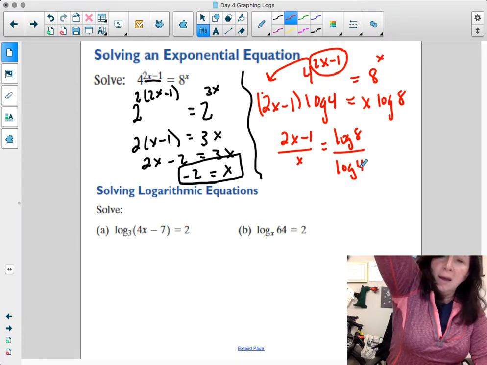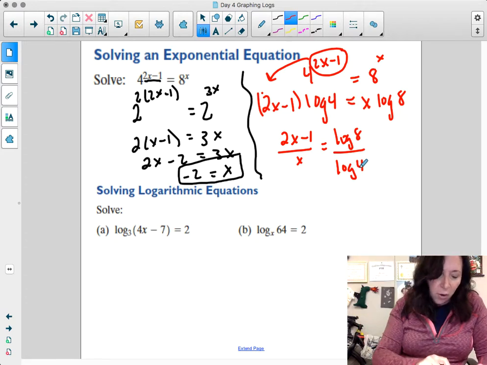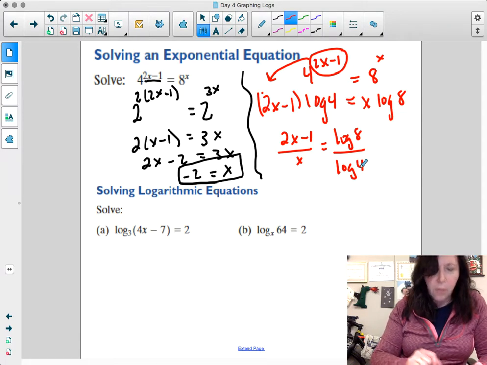Now I do need a calculator in order to solve log of 8 divided by log of 4. So I'm going to go log of 8, approximate that value, divided by log of 4. Okay, so what is it? Log of 8 divided by log of 4 is approximately 1.5.